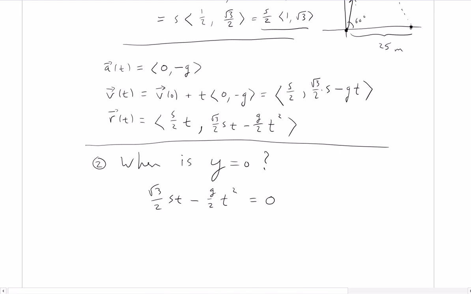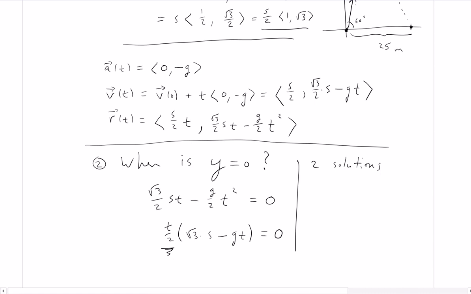And we can factor the left-hand side. There's a 1/2 in both terms, and there's a t in both terms. So we can factor out a t over 2. And here we get square root of 3 times s minus gt. So we get two answers. One answer is when t equals 0.